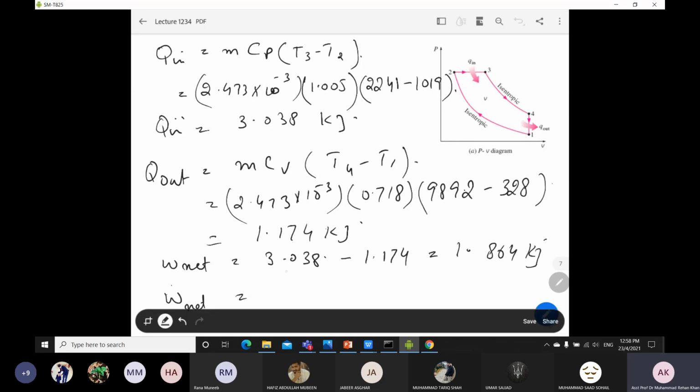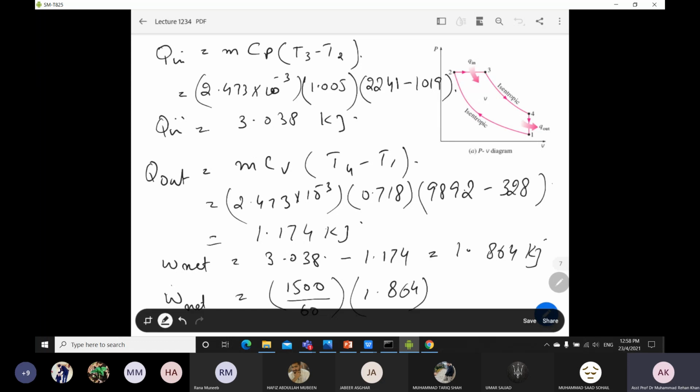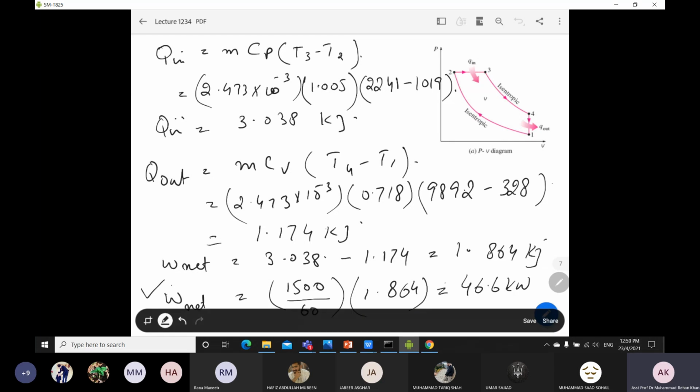Okay, so N is the revolutions per second. The N value comes from your RPM, 1500 RPM. You can divide it by 60 and convert it into revolutions per second. And W net is 1.864. Now you can just multiply these two terms and you will get the power of your engine, in kilowatts. So from this problem you can easily find the total power produced by your diesel cycle when it is a two-stroke.